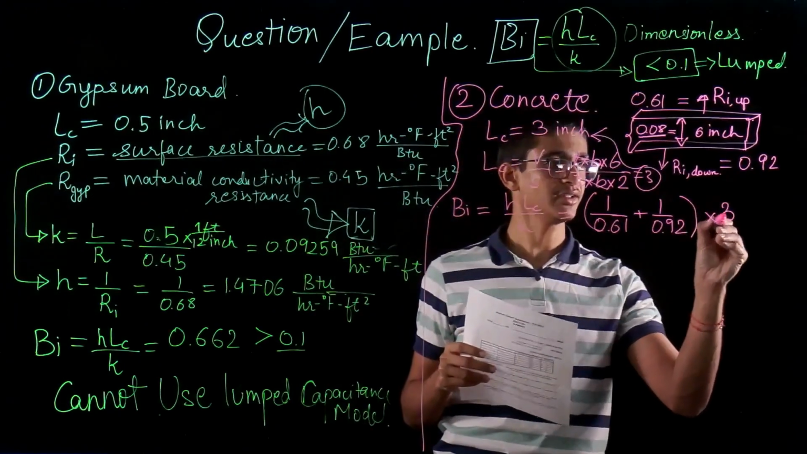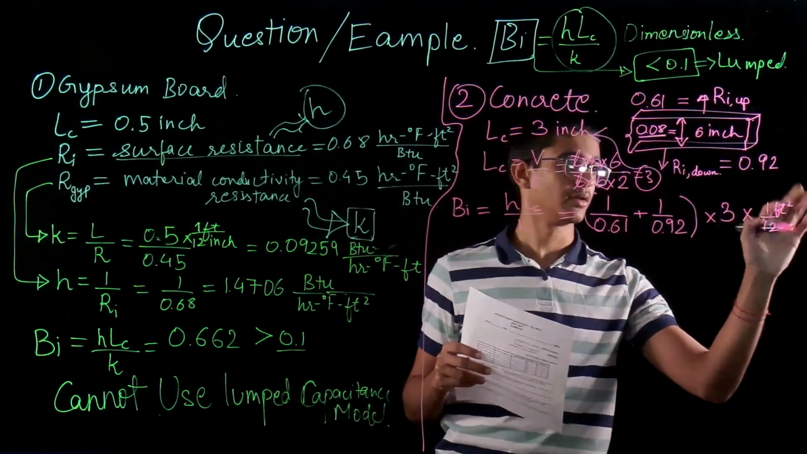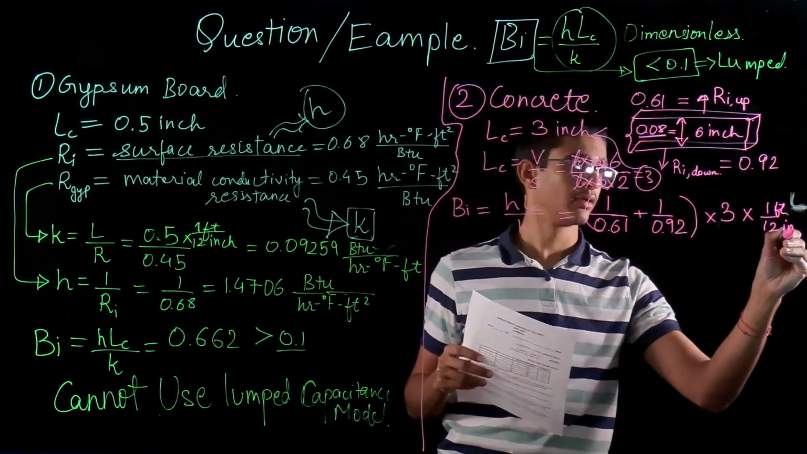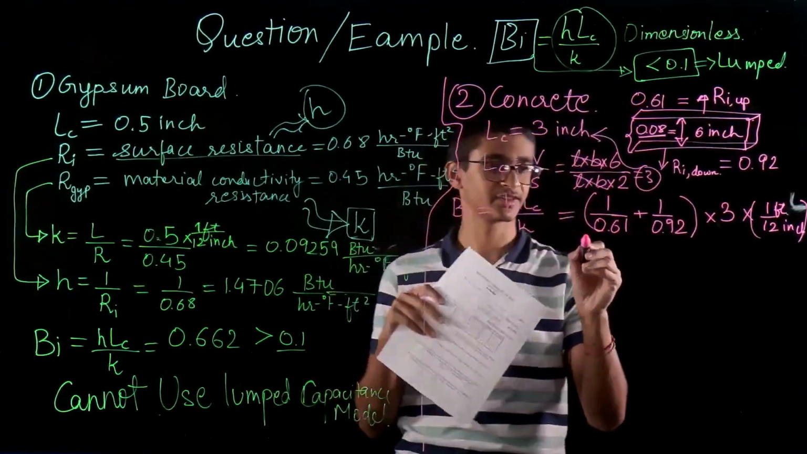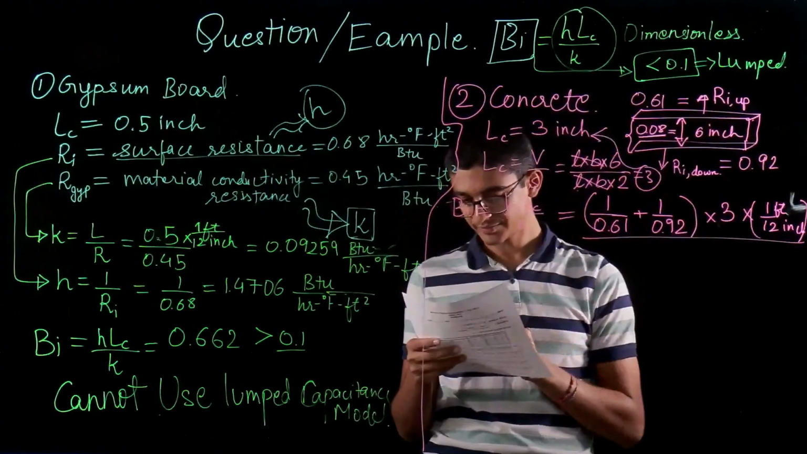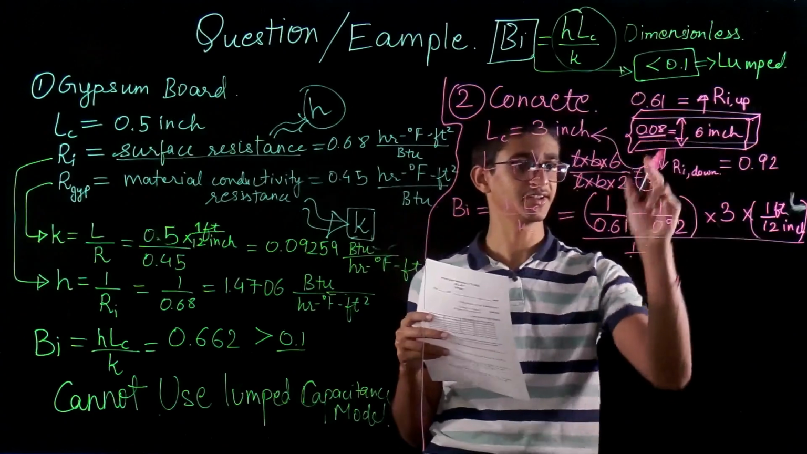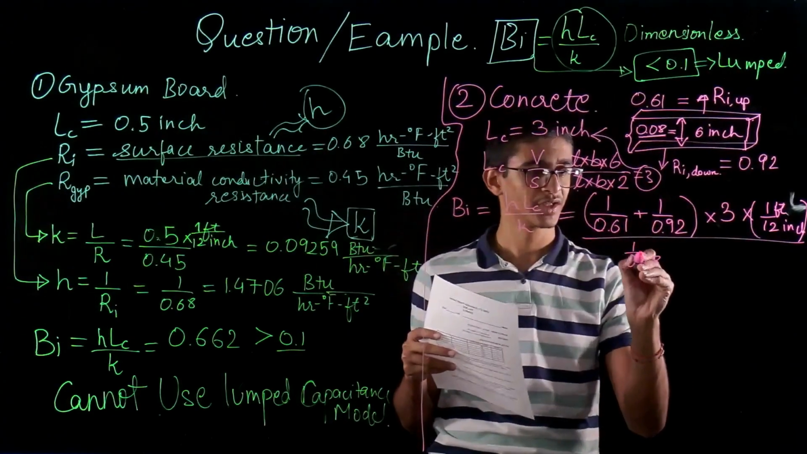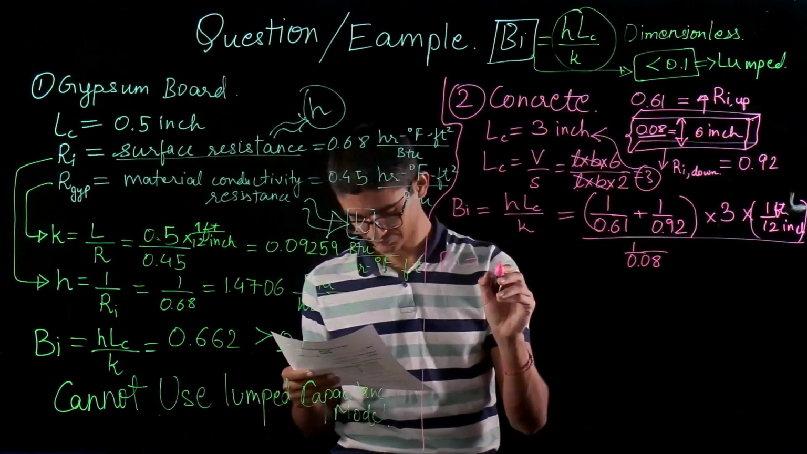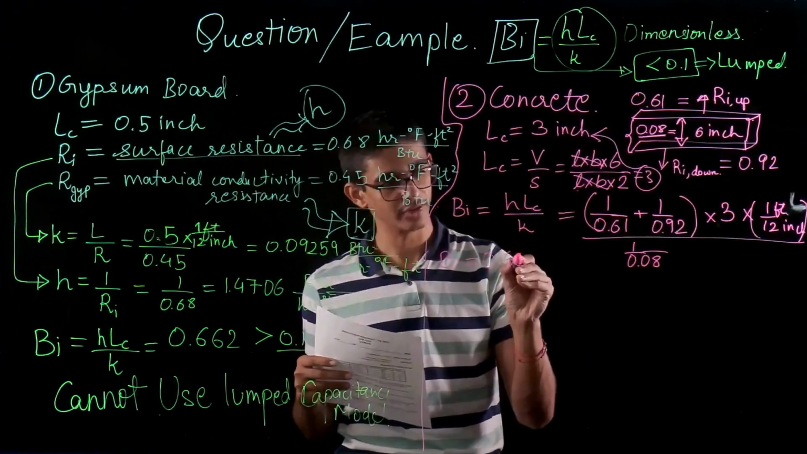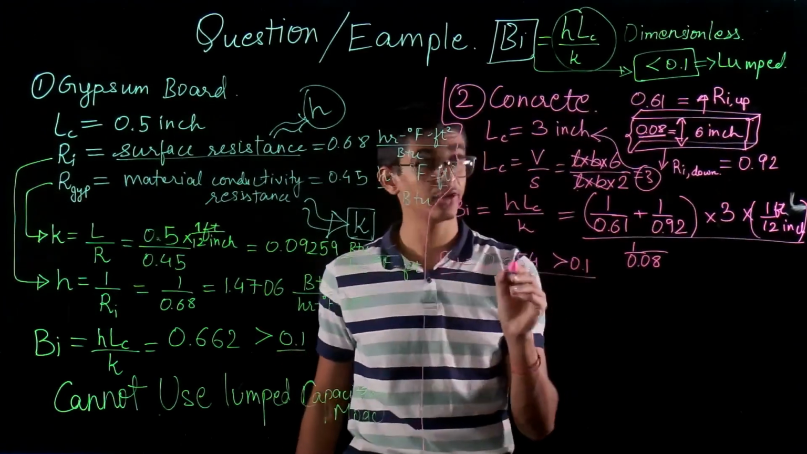My LC is 3 inch, which will again be converted to feet, because we have them in inch, and everything else is in feet square, and this is in inch. And my K is 1 by R resistance, which is 0.08, and now my Biot number comes out to be 0.654, which is still greater than 0.1, and hence I cannot use this structure as lumped capacitance.